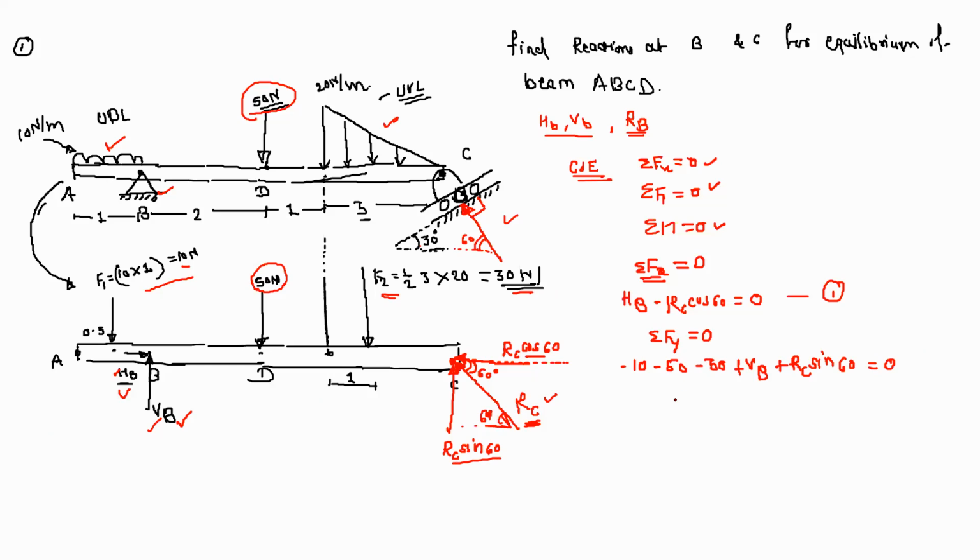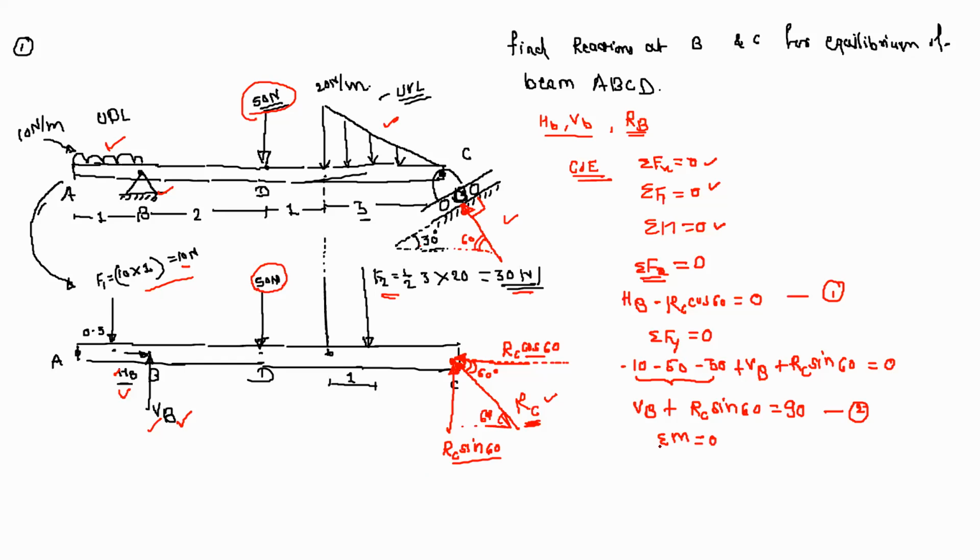So from this, we can write the equation as VB plus RC sine 60 is equal to, adding all these terms, minus 50, minus 30, minus 80, and minus 10, minus 90. On the right side it is positive, so plus 90. Okay, so this is equation 2. And then use the third equation, summation of moment equal to 0.